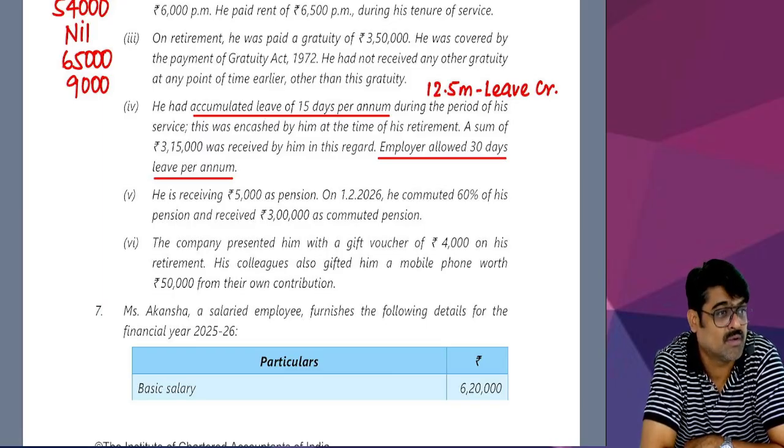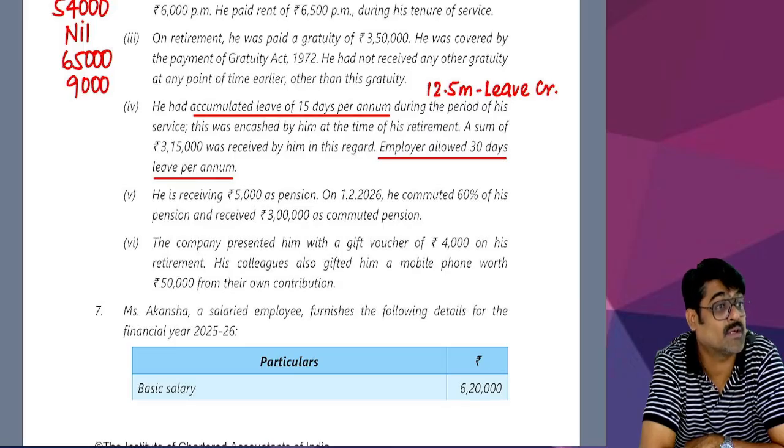3 lakhs, no? Will it be exempt? Yes. Actual amount 3 lakhs or maximum 1/3 of fully commuted pension. Why 1/3, sir? Because he is also receiving gratuity. So an employee who is receiving gratuity, his commuted pension can be exempt up to maximum 1/3 of fully commuted pension. 3 lakh is fully commuted, no? Or only 60%?